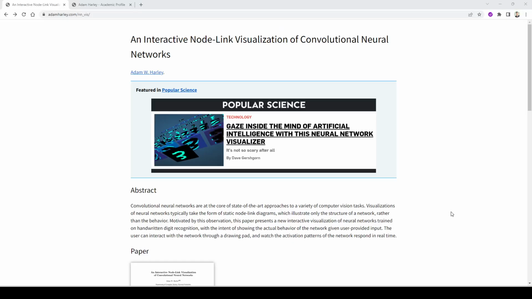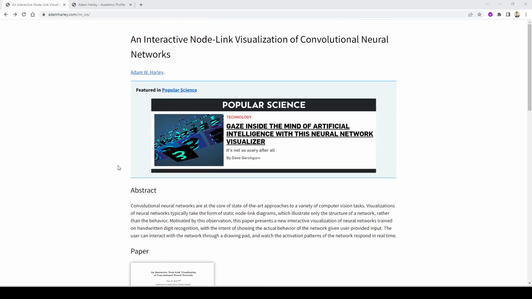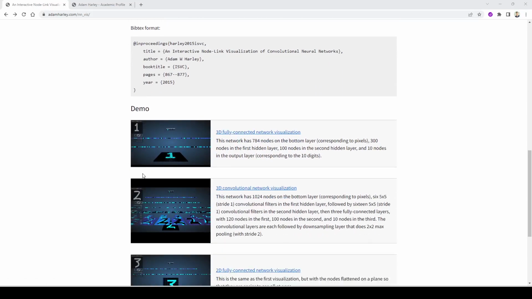All right, here we are on Adam Harley's website. Let's look into this cool visualization for the CNNs. Here's the paper if you're interested in reading it, but I'm going to scroll down and navigate to, actually, let's look into fully connected networks versus CNNs. So the first one, let's look at a 3D version of the fully connected networks.